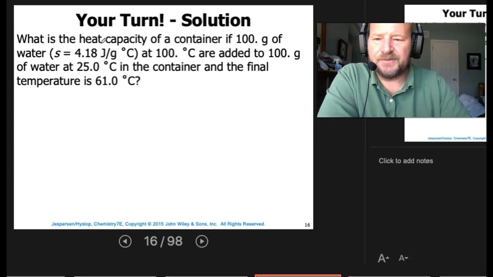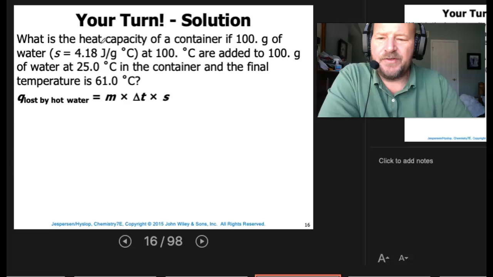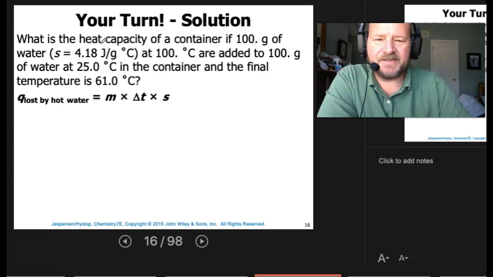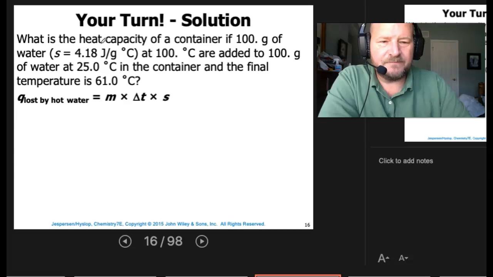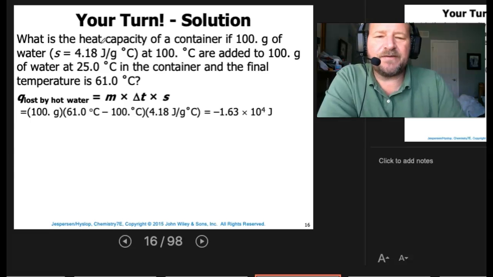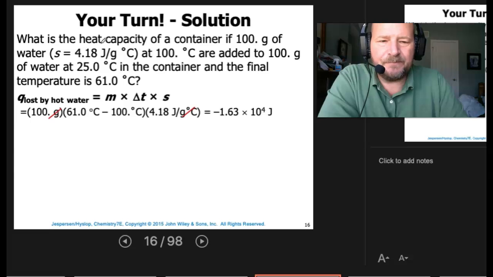All right, so here's the solution. We know that the Q lost by the hot water is going to equal the mass of that hot water times delta T times the specific heat of water. So we can plug all that in, right? Because we have the 100 grams. We know we're going to end at 61. We're going to start at 100. We know the specific heat of the water is 4.18. And so that's going to give us negative 1.63 times 10 to the 4th joules. Right? Make all that stuff cancel out.